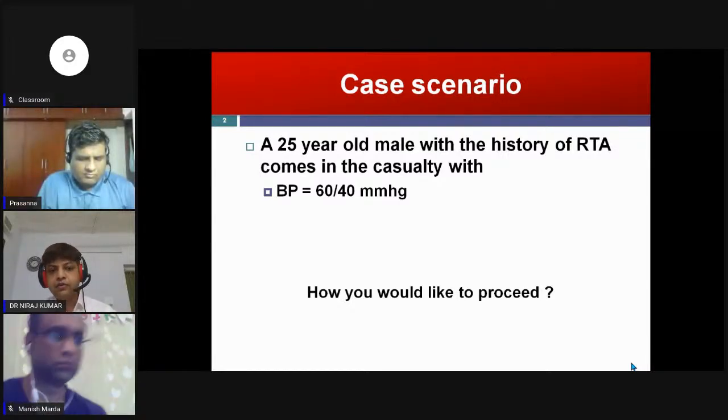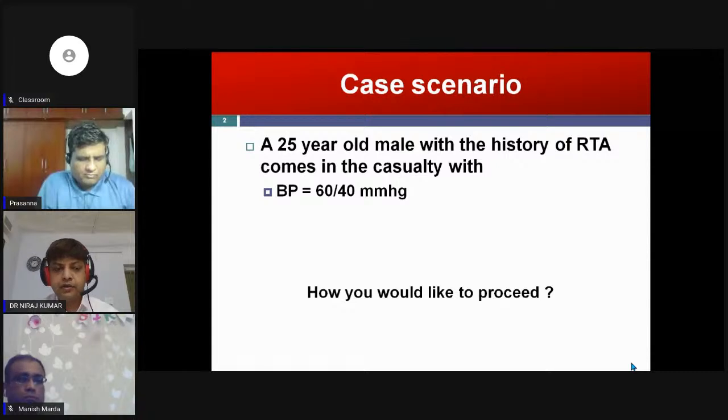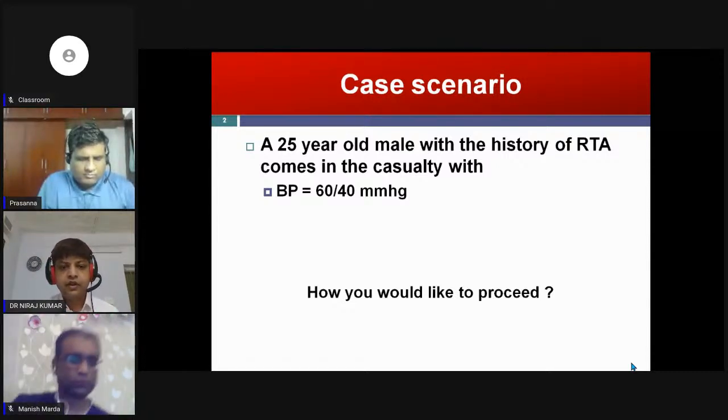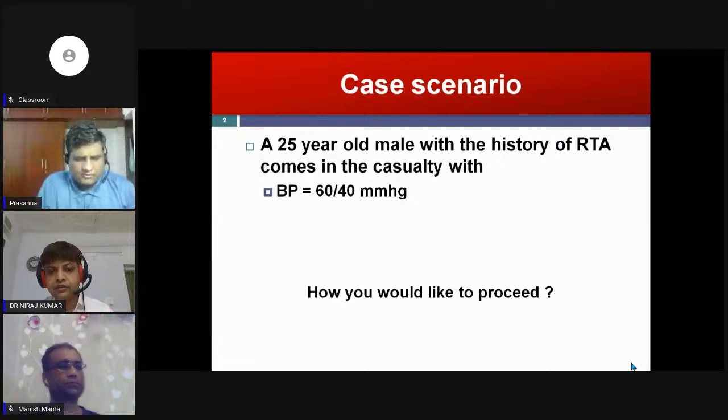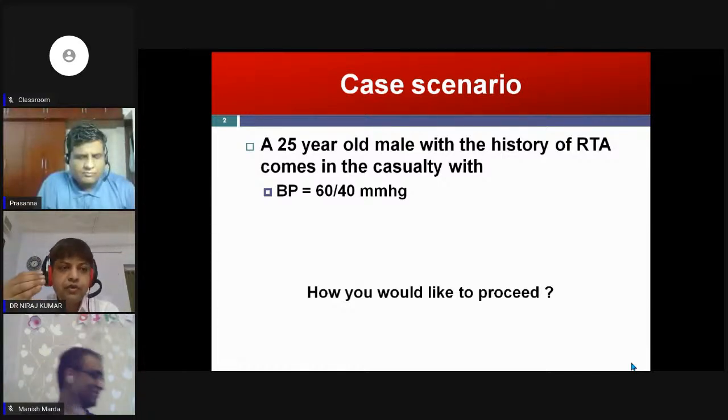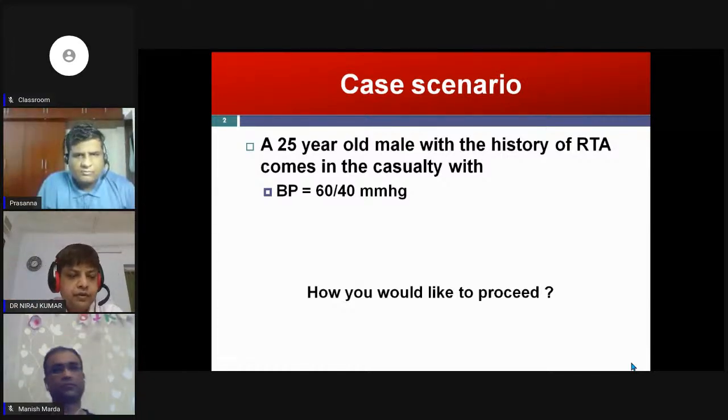Suppose patient is suffering from pericardial tamponade. The fluid resuscitation is not the answer. So we have to do pericardiocentesis to save the patient. And take an example of a patient suffering from cardiogenic shock. In that condition also, fluid resuscitation will be harmful to the patient. We have to give inotropes. So according to the type of shock, we have to plan our further management.